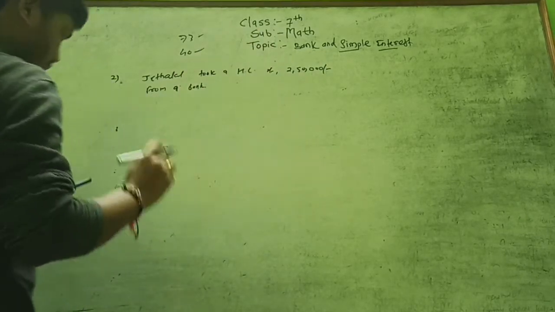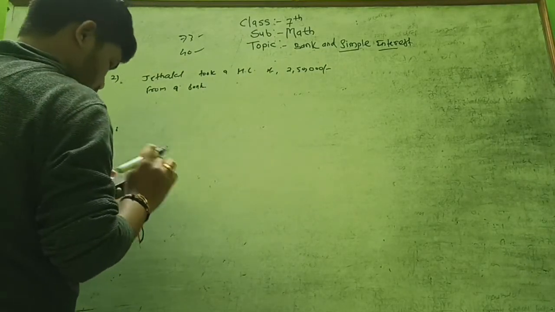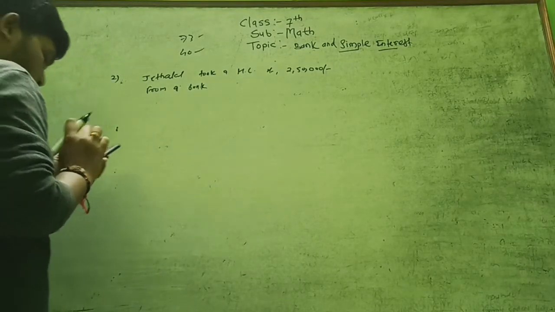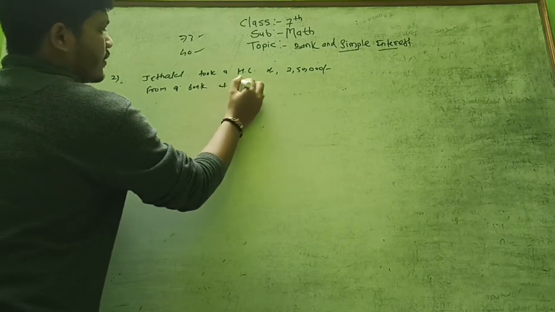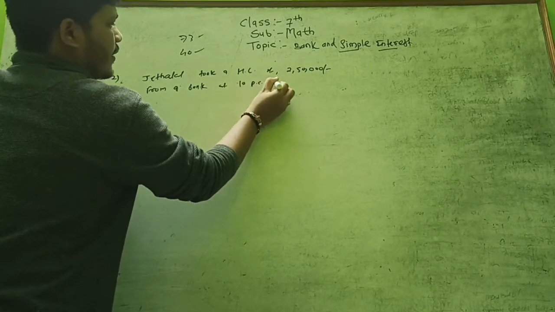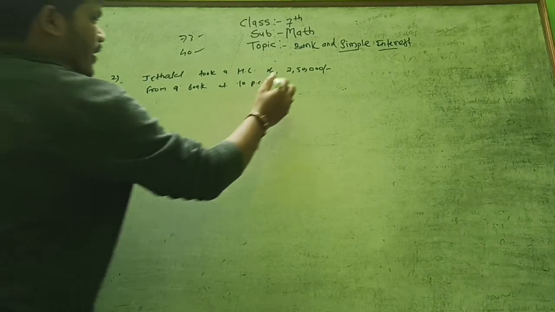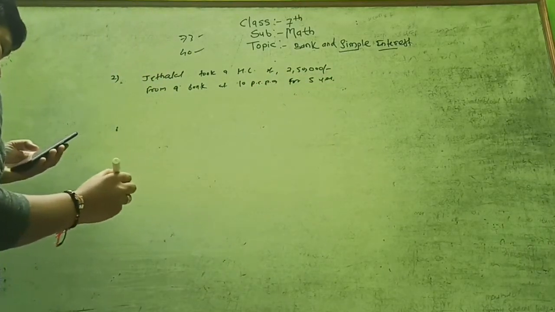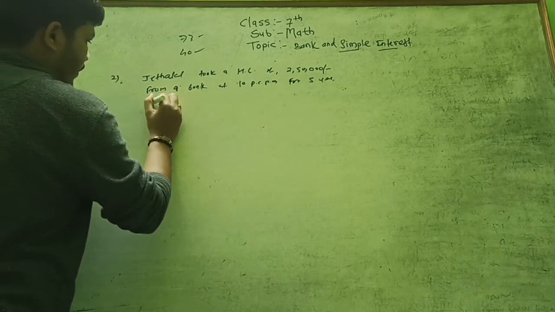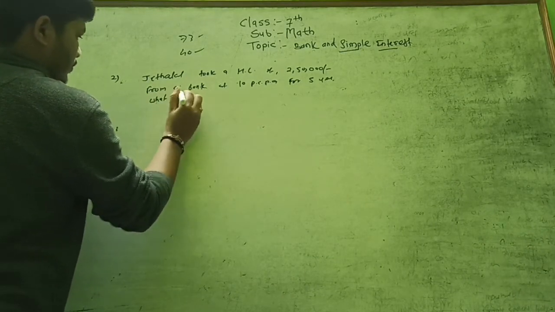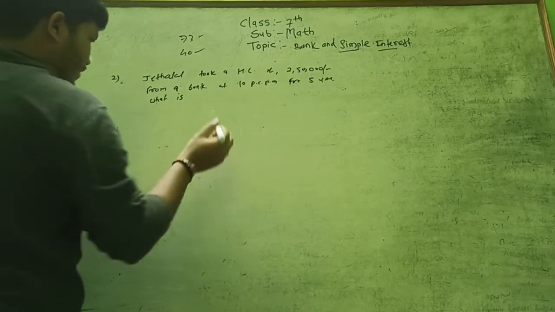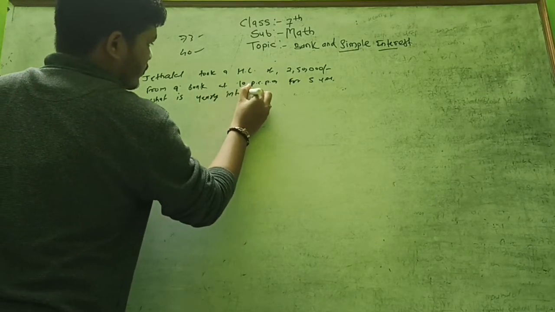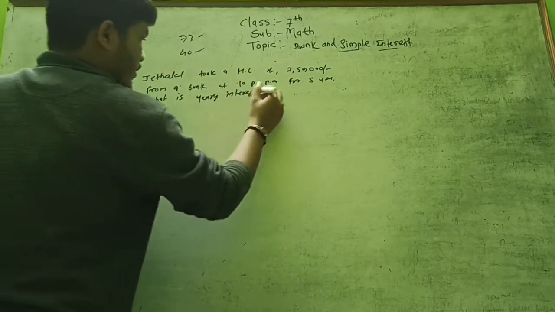What is the definition of the bank? Bank is a government institution at which the transaction of money takes place. So from the bank at 10% per annum for 5 years, the time interval is 5 years. What is the yearly interest he must pay?